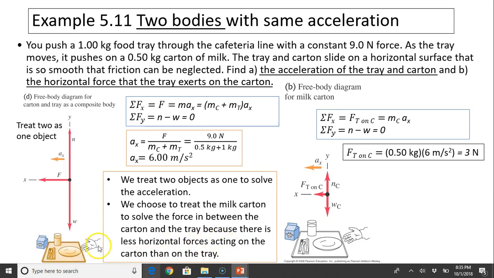On the tray, there's a force from your hand, that's one force, then the carton also exerts a force on the tray. So there are two forces on the tray, which makes it a little bit more complicated.